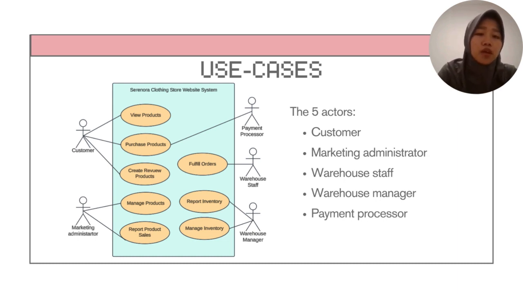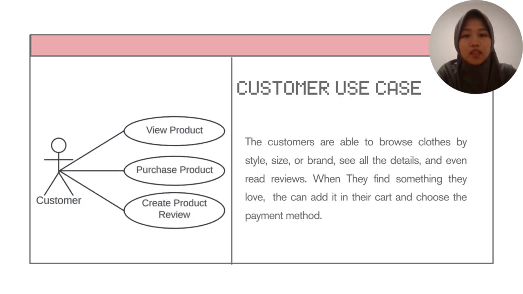In this use case, we have 5 actors. There is customer, marketing administrator, warehouse staff, warehouse manager, and payment processor. The first use case is for the customer use case. The customer is able to browse clothes by style, size, brand, and see all the details and even read reviews. When they find something they love, they can add it to their cart and choose the payment method.